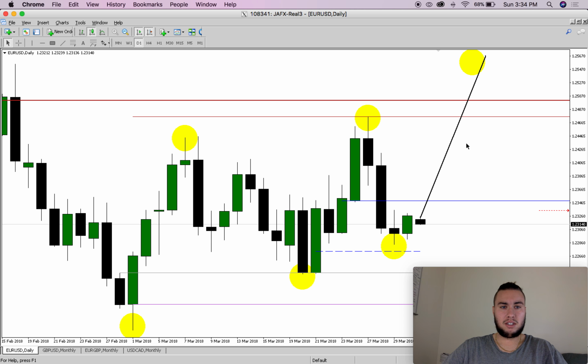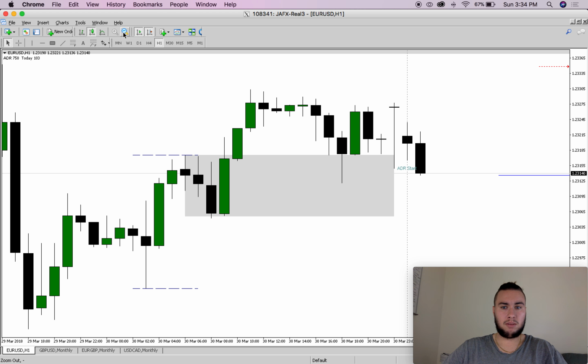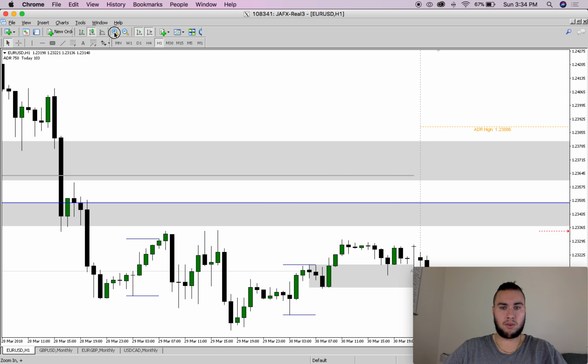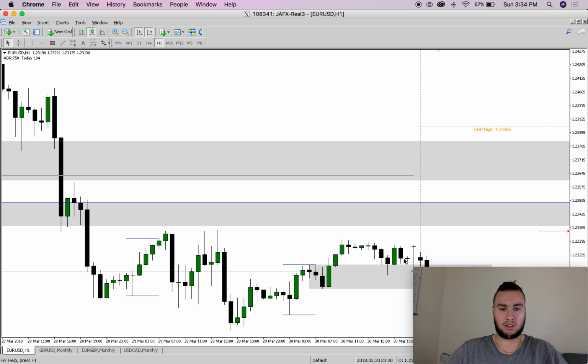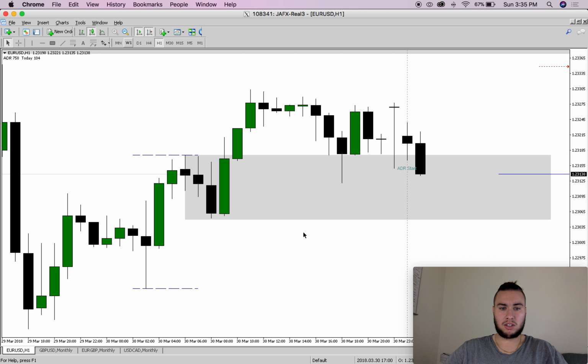So higher prices in Euro Dollar. In terms of getting on board this for a long, I'm watching this gray box here on the hourly time frame. If we break below it, it's probably going to want to trade a little bit lower Sunday and Monday. But I'd like to see this hold and be the potential low of the week, because we've already had this move down here, which took out the stops that were here.